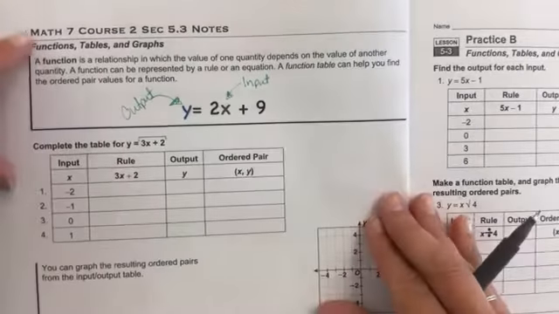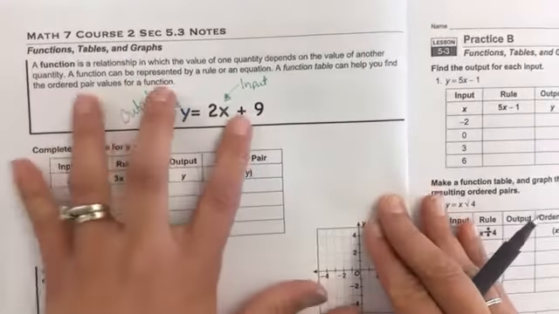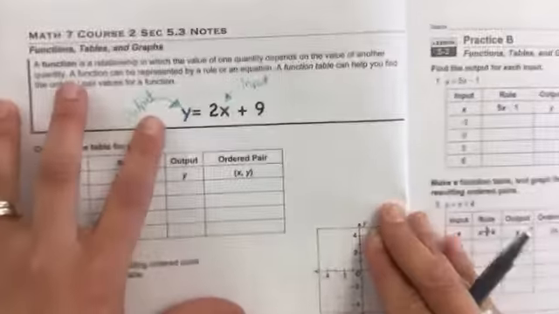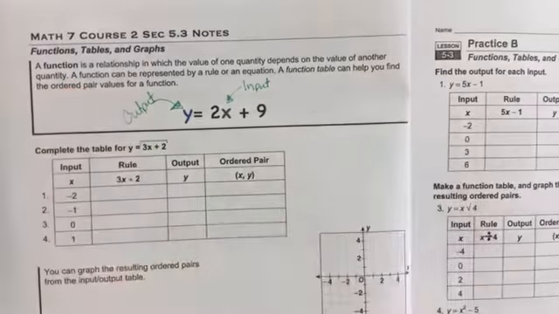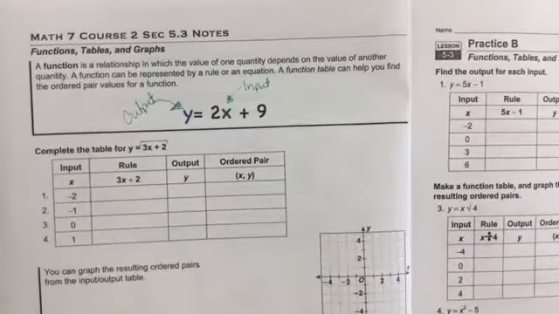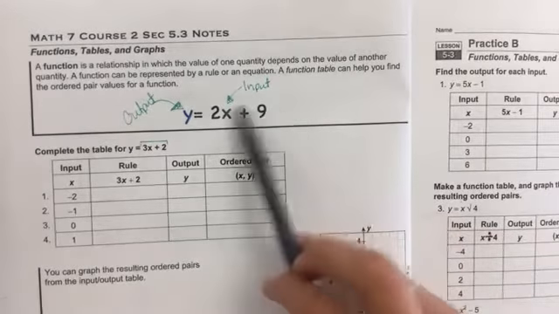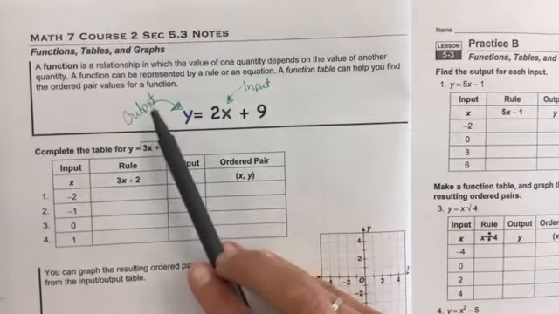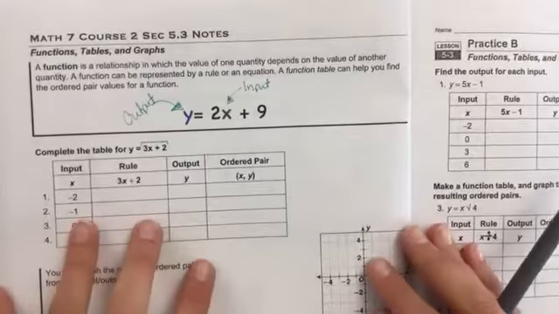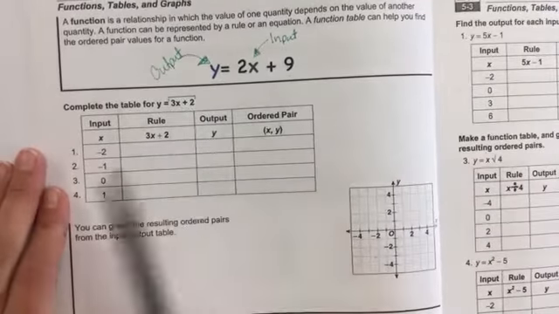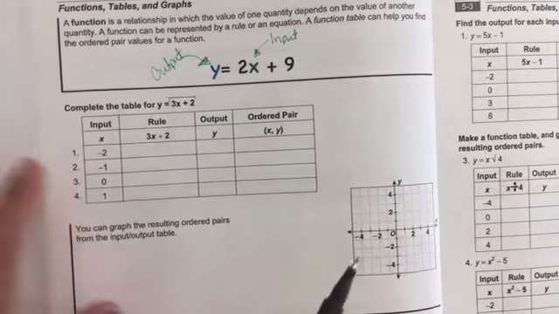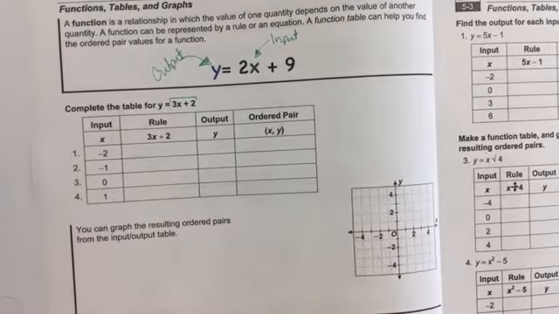Okay, so in section 5.3, we are talking about how a function is a relationship in which one quantity depends on the value of the other. Just like I said, kind of like your car, how far you drive depends on how much gas you put in. So your input would be the fuel, the output would be the number of miles. So in these situations, they are going to give you an equation. We're going to call this equation a function. Okay, so don't be alarmed by the different usage of that word.